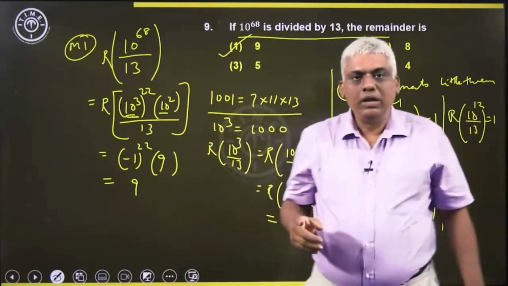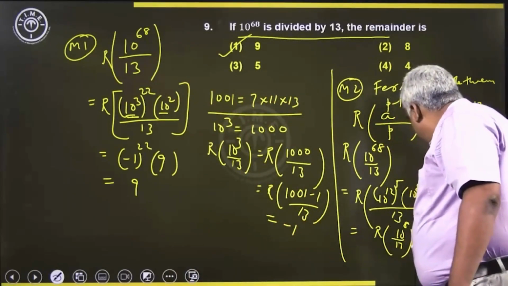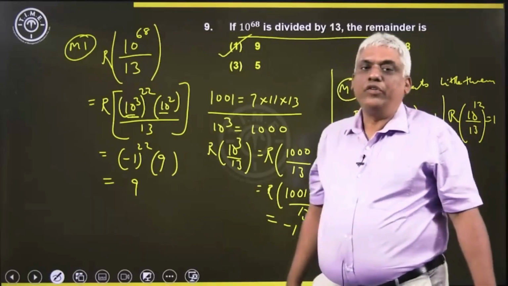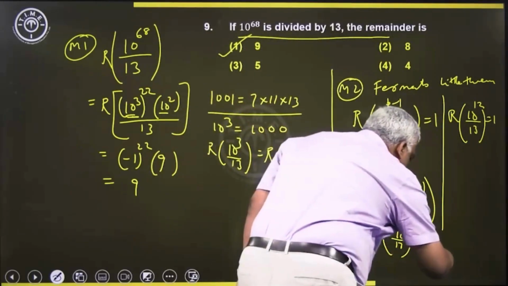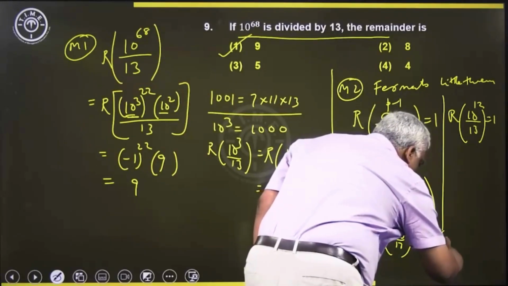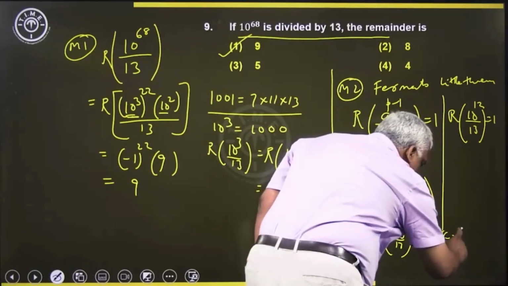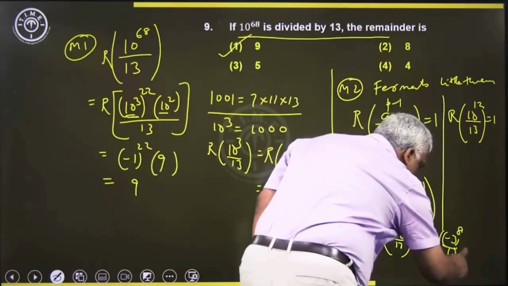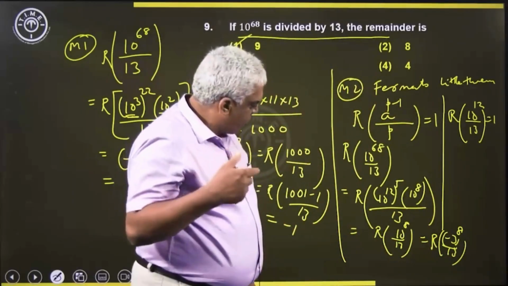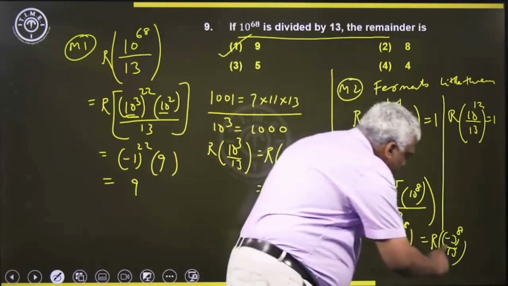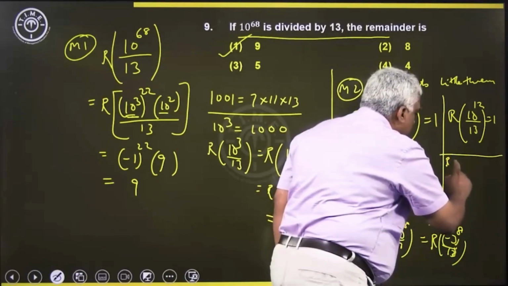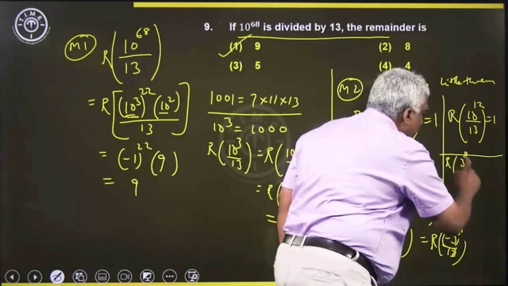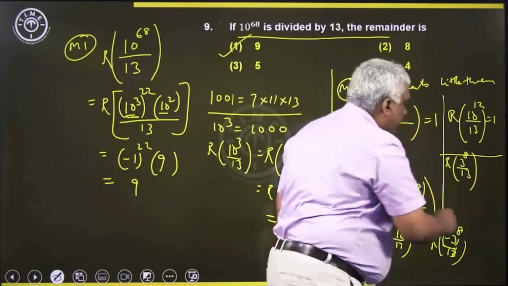Now, you see 10 to the power 8 divided by 13, okay. If you divide 10 by 13, the remainder is minus 3. So, I can say that the remainder is minus 3 to the power 8, right. So, we have to divide 3 to the power 8 by 13, right, correct.